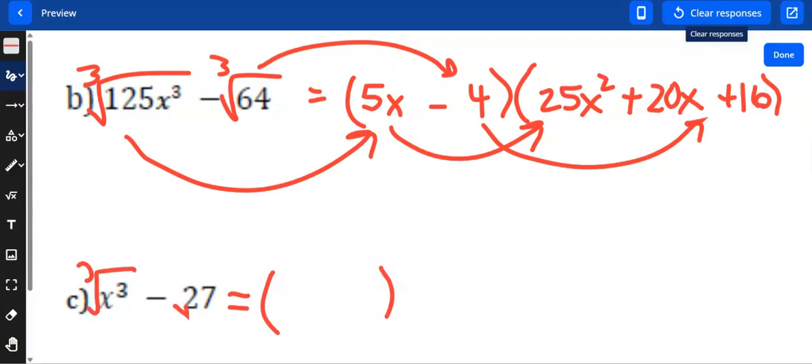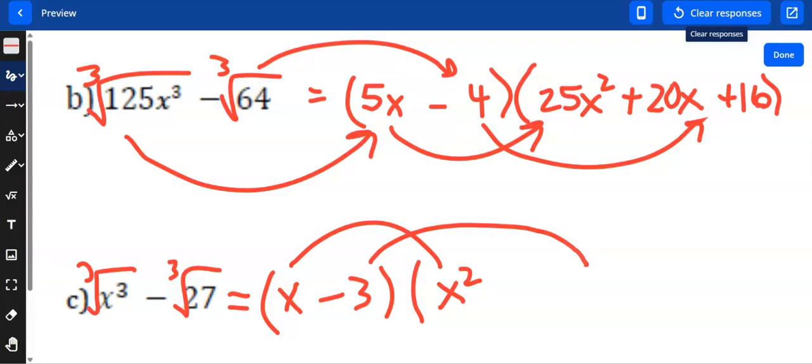Cube root, cube root. So we got an x and a minus 3. Square it. Square it. Multiply them together and take the opposite sign.